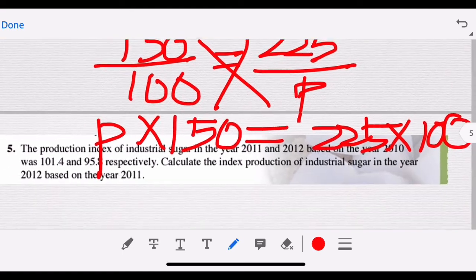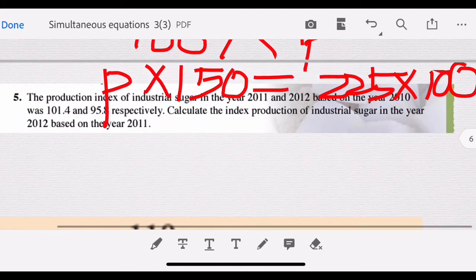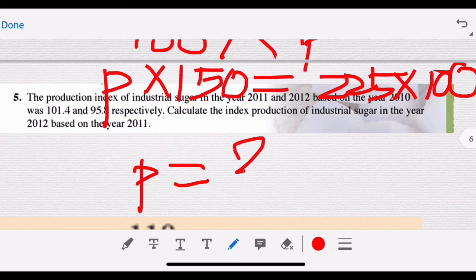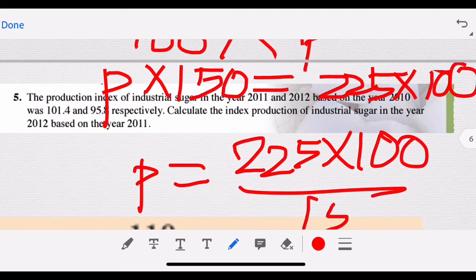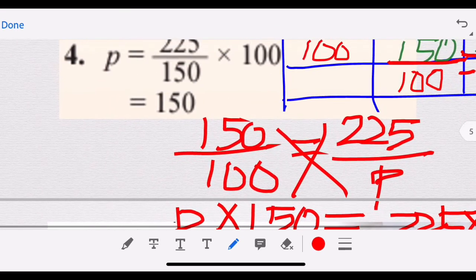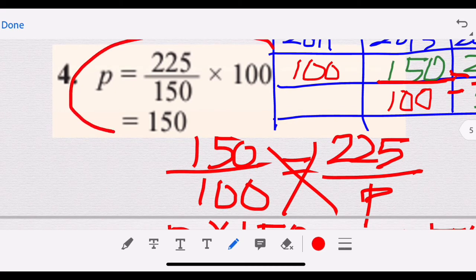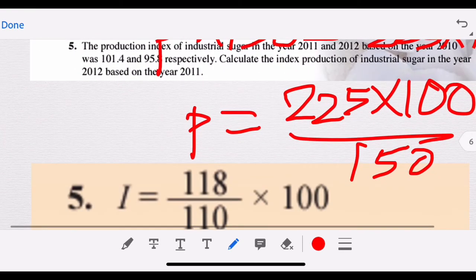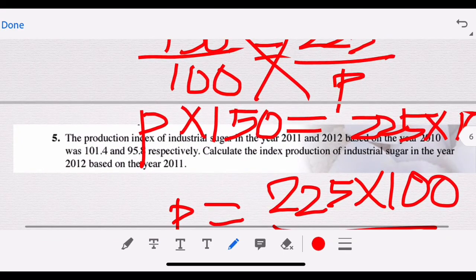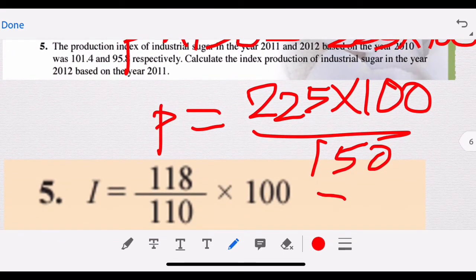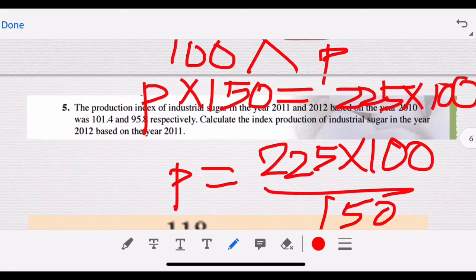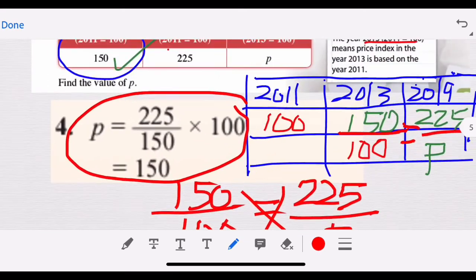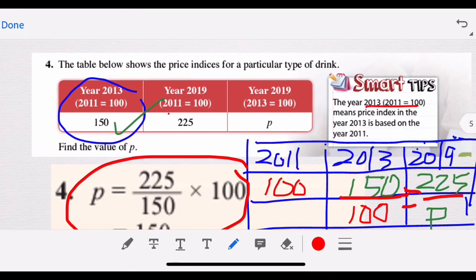If your concept is good, you plug in the base year accordingly. Whatever method you do, you will get the answer. Times 100 over 150. Is it the same? The working 225 times 100 over 150, here also the same. So you get the same answer, which is equal to 150. That's very interesting. For this question, we have 3 methods to solve. What are the 3 methods? The first method we call Lip's method.